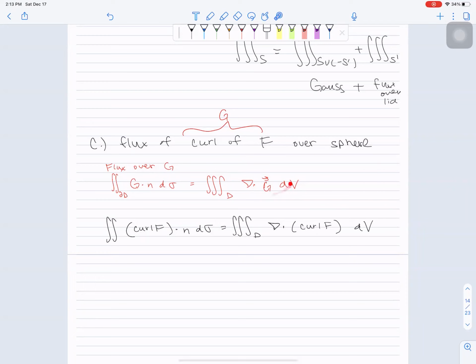This is the divergence theorem for a closed shape. I have a closed shape, so I should be able to use Gauss's theorem. Gauss's theorem says flux over G, but I'm trying to find flux over curl of F. So let's consider G as curl of F and plug in curl of F everywhere I see a G. That means I get this formula. Then what is this? This is the divergence of curl of F. We know that the divergence of a curl of F is always 0.